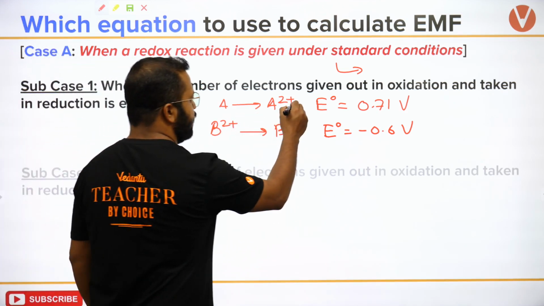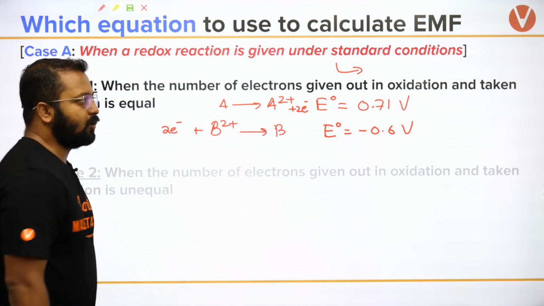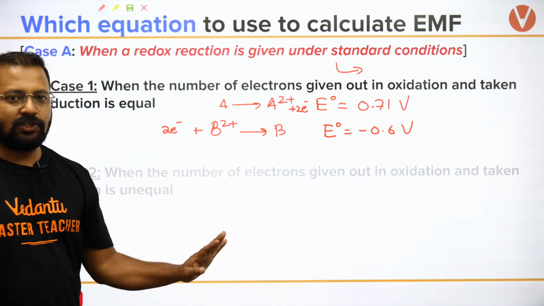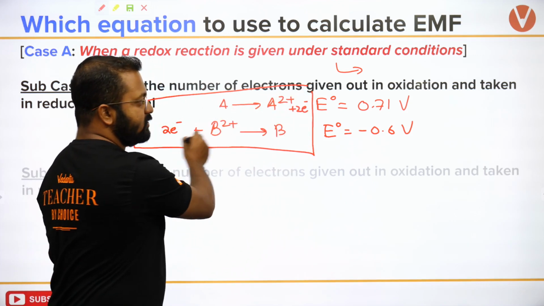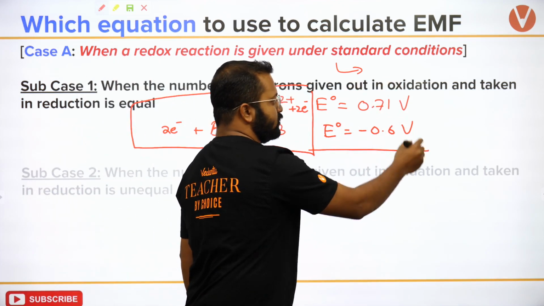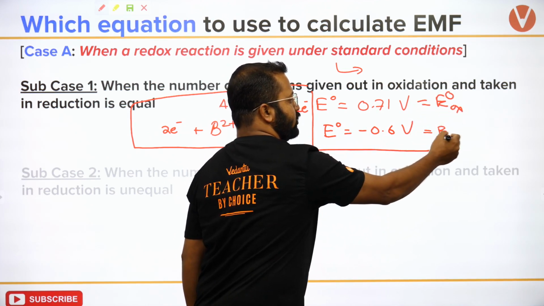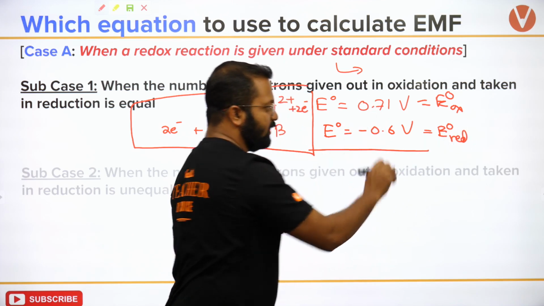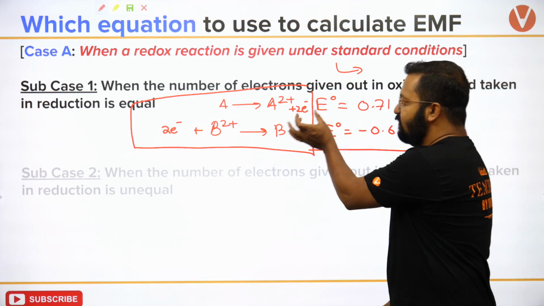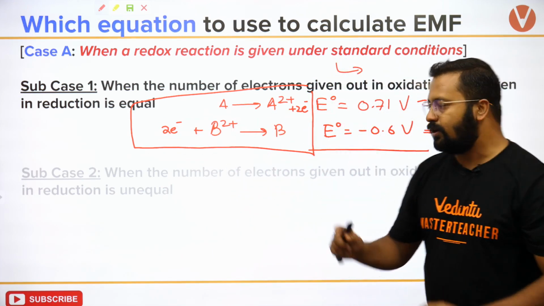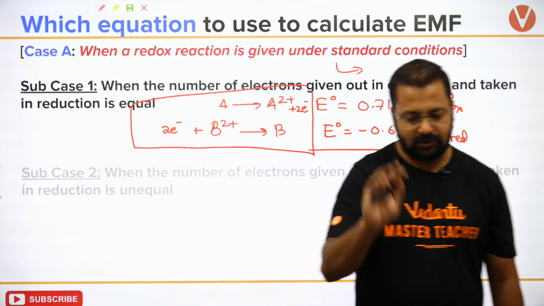यहाँ पे कितने electrons बाहर निकल रहे हैं? 2 electrons. How many electrons are taken in? 2 electrons. Okay, कुछ भी नहीं सोचना है. अगर electrons आप same देख रहे हो, if you are seeing that the electrons are same, use the previous. This is E naught oxidation, this is E naught reduction. Add both of them. If you see that the number of electrons given out or taken in is equal, add the E naught values.